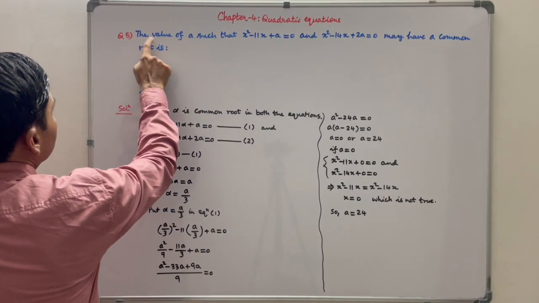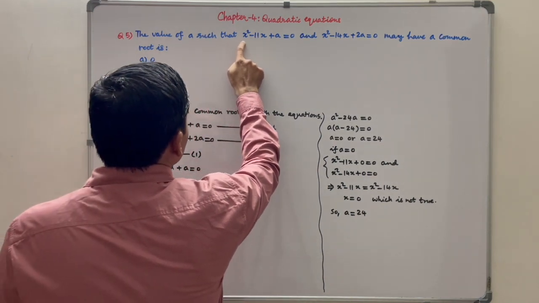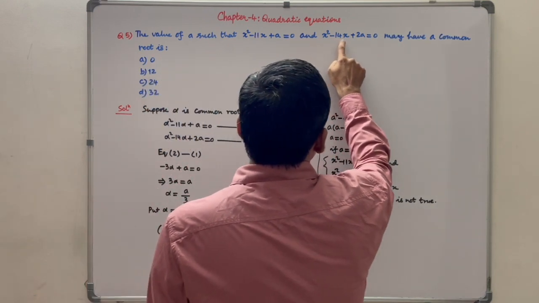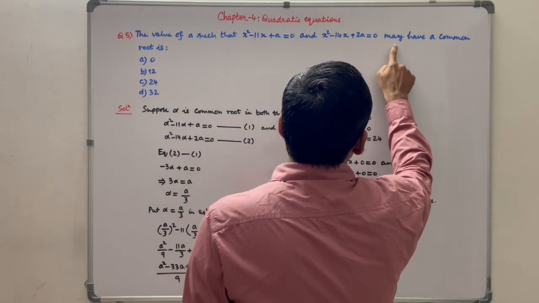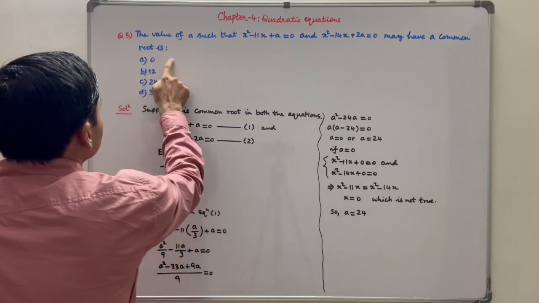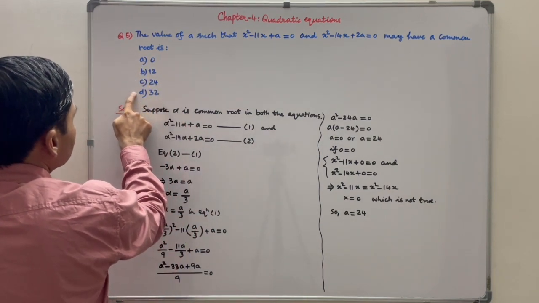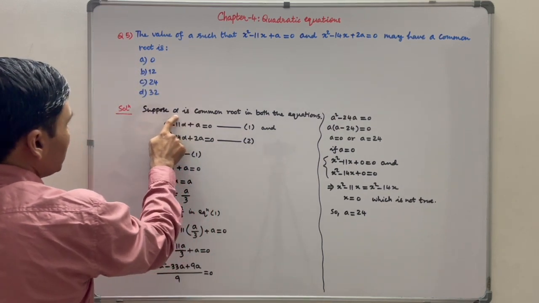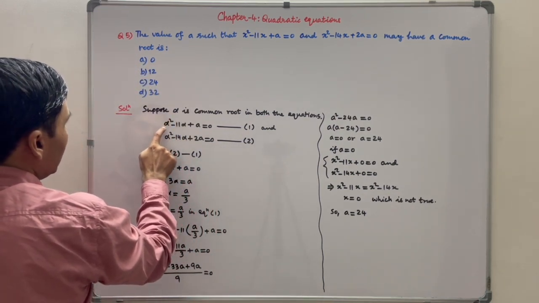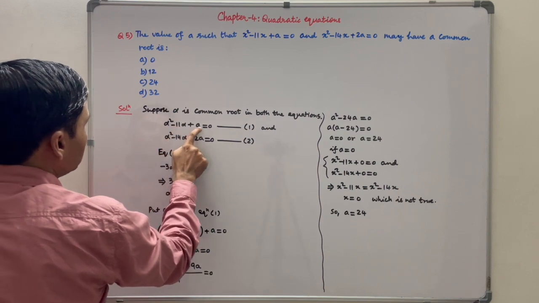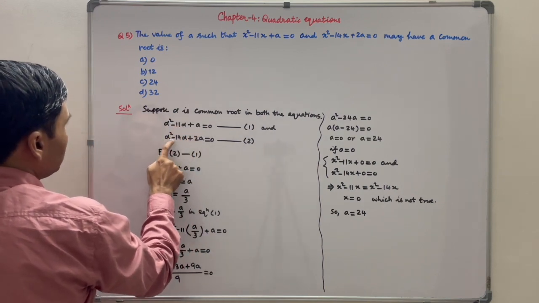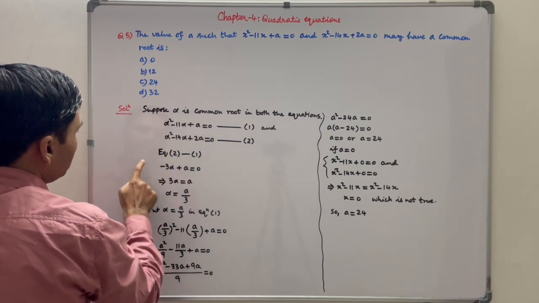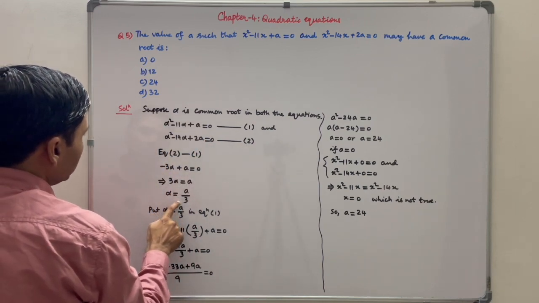Fifth question, the value of a such that x square minus 11x plus a is equal to 0 and x square minus 14x plus 2a is equal to 0 may have a common root is. These are the options given. Suppose alpha is a common root in both the equations. So it will satisfy both the equations. We can write alpha square minus 11 alpha plus a is equal to 0 and alpha square minus 14 alpha plus 2a is equal to 0. Solving both the equations, we get alpha is equal to a by 3.